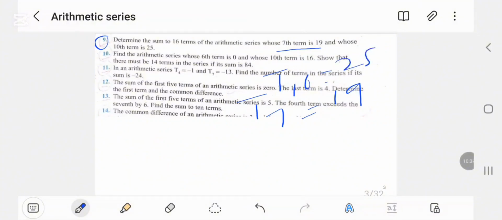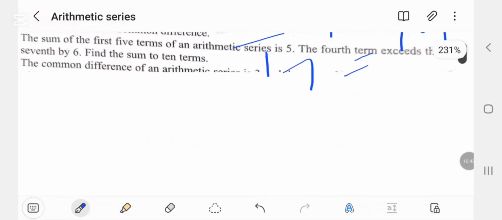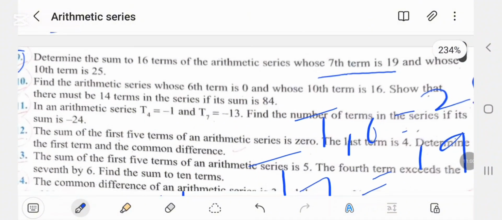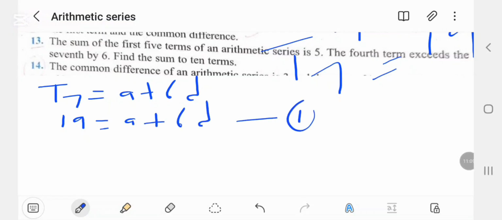So they want us to get the sum of 16 terms, the total of 16 terms. I don't know the first term, I don't know the last term, I don't know the D. So we need to figure it out. So let's see. Now we need to express T7 by its equation. So T7 is equals to A plus 6D. T7 is what? 19. So we write 19 there. It's equals to A plus 6D. That's equation 1. Then we have T10.